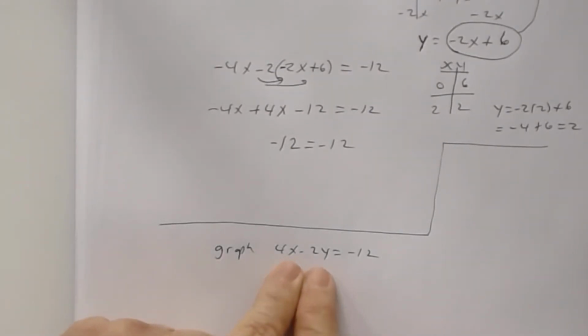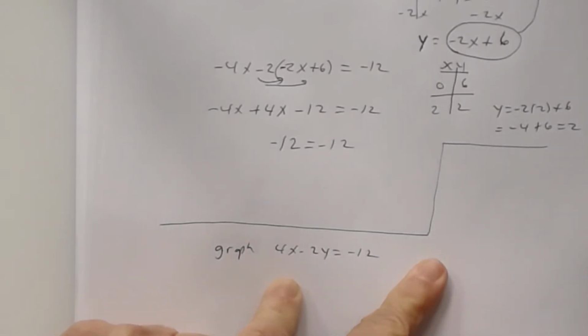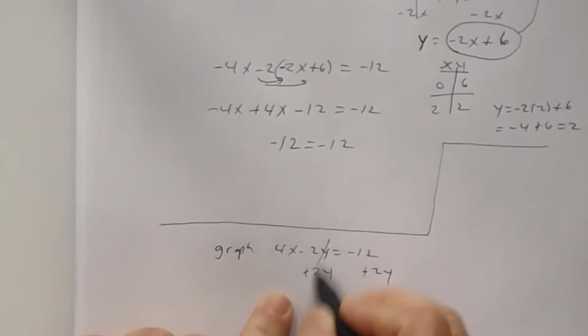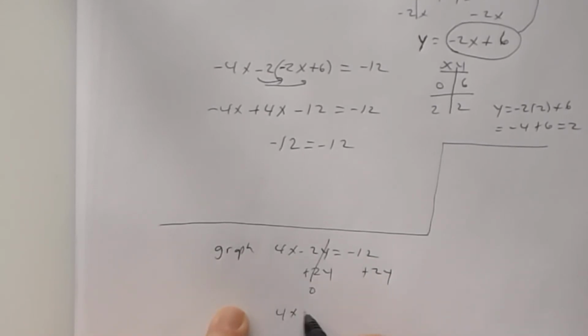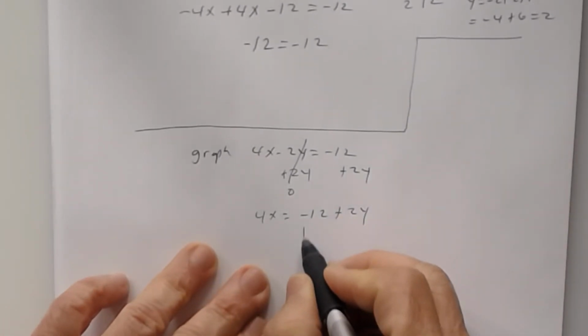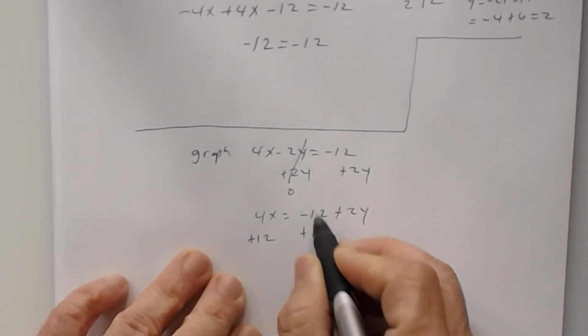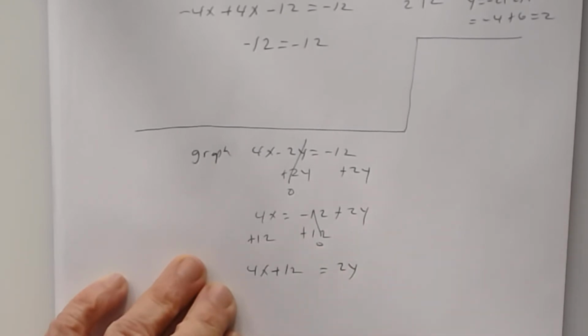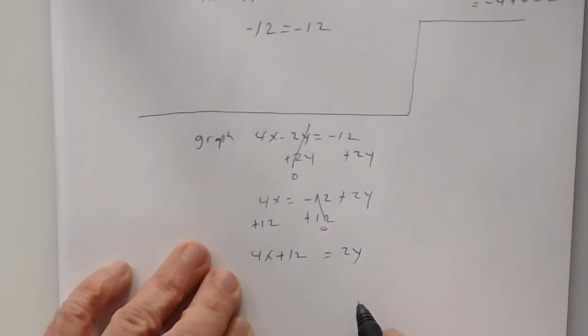So if I'm going to get y by itself, I'm going to go ahead and do this. Since the coefficient of y is negative, I'm going to bring the y term to the other side. So I'm going to add 2y to both sides. Okay? And so when I do that, I'm going to get 4x equals negative 12 plus 2y. Y'all agree? What's the next step? Add 12 to both sides. So I get 2y equals 4x plus 12. Y'all agree? What's the next? Divide.